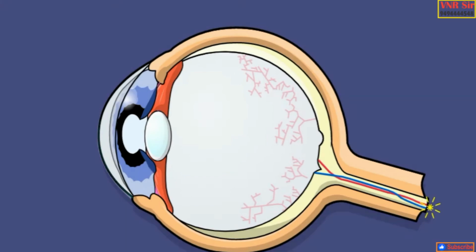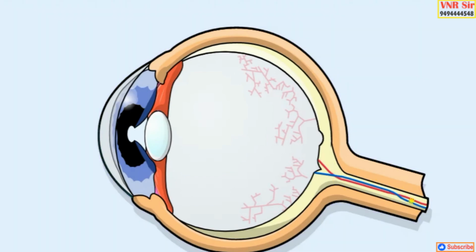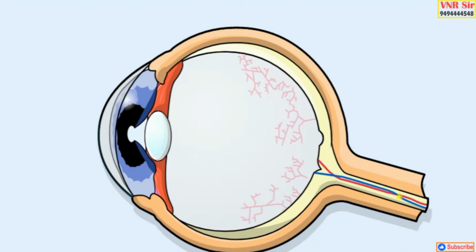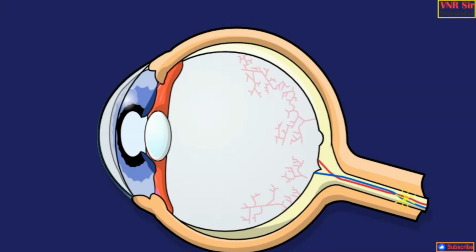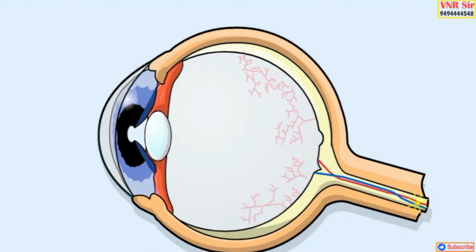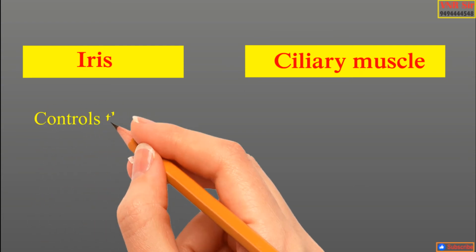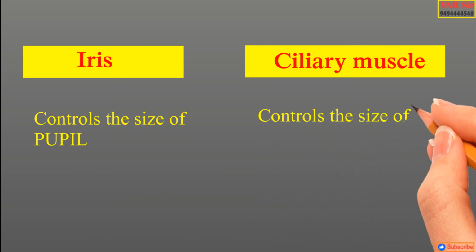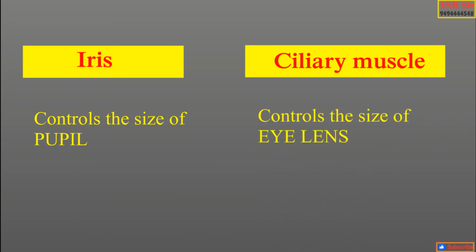In dim light, the size of the pupil increases with the help of iris to allow more light to enter in the eye. In bright light, the pupil contracts with the help of iris to allow less light to enter into the eye to see the objects. Students will confuse what is the function of iris and what is the function of ciliary muscle. See clearly, iris controls the size of the pupil and here ciliary muscle is controlling the size of the eye lens. Remember these two things.